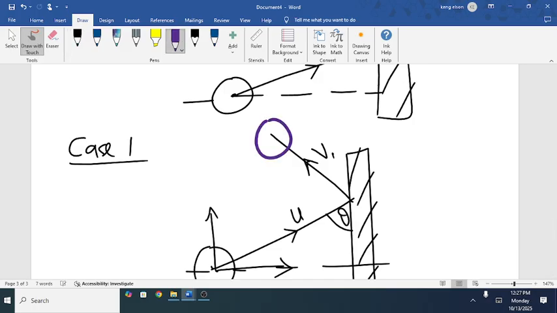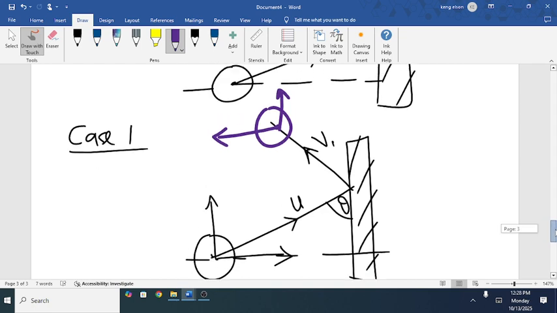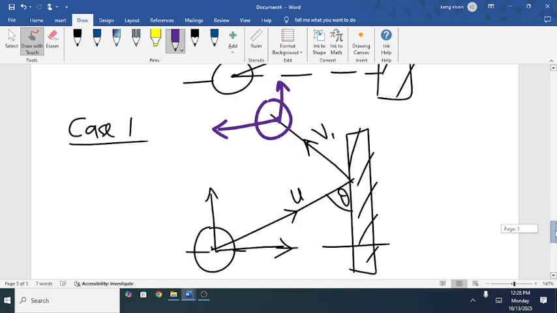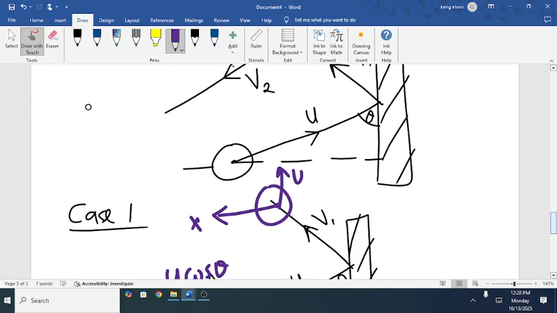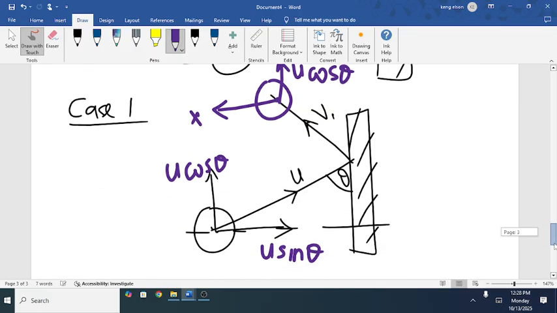we need to resolve v1 into the horizontal component and the vertical component. But we know that the vertical component of v1 is the same as the vertical component of the original, because the direction is still going up, but the direction that has reversed is the horizontal component. So this one is u sine theta, and this one is u cos theta. This one is going to be x, and this stays as u cos theta. Voila. So let's get our final v1.